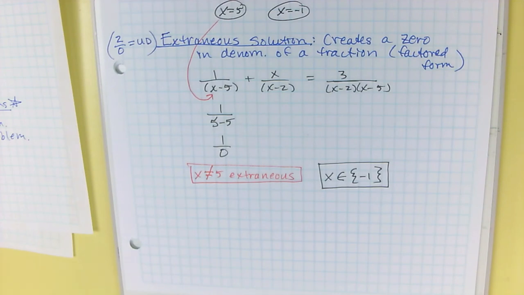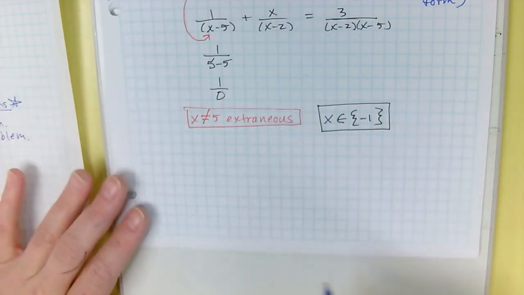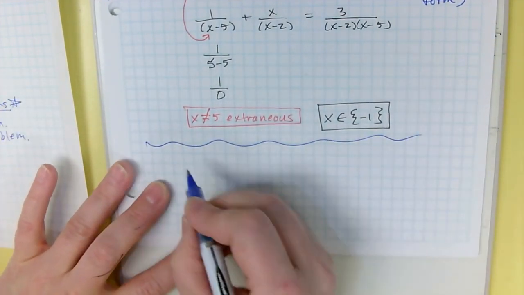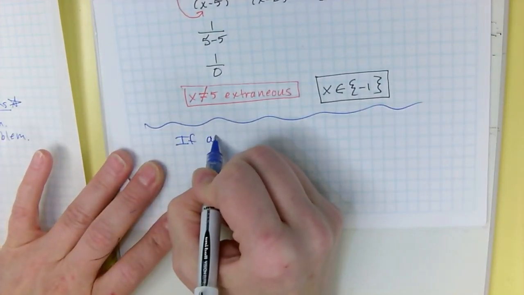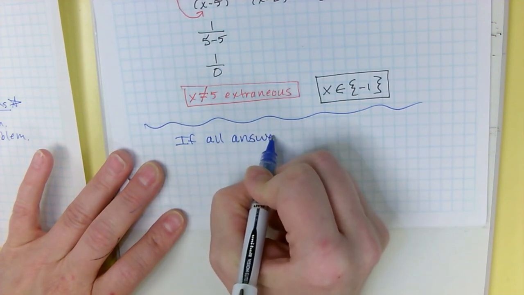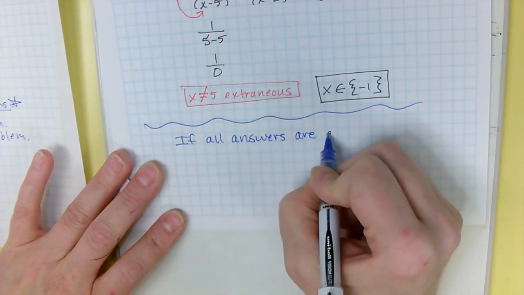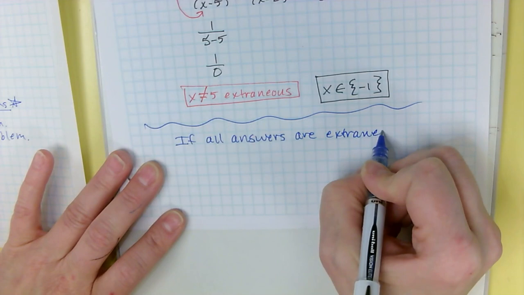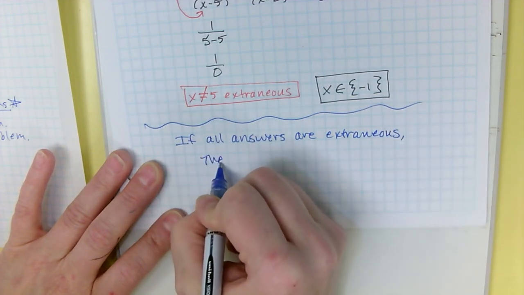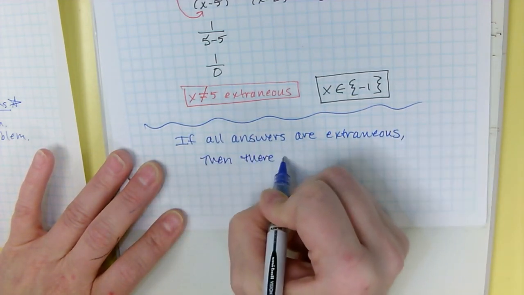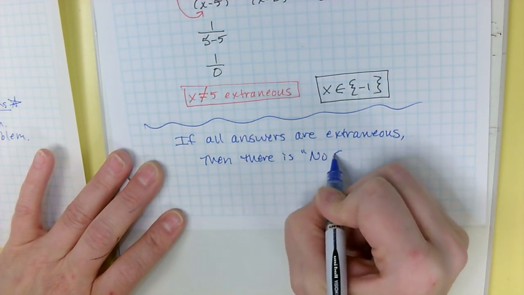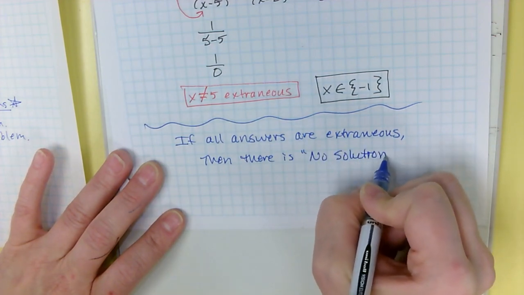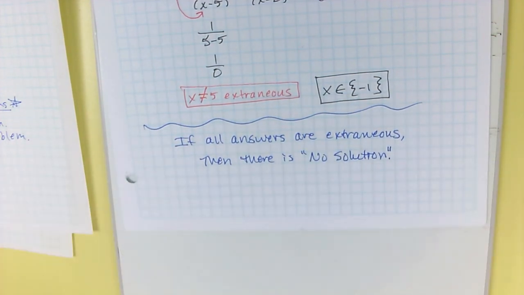Now, let's say that all your answers are extraneous. Okay, if all answers are extraneous, then there is no solution, and that would be your answer. Along with listing the extraneous values, your problem would be no solution.